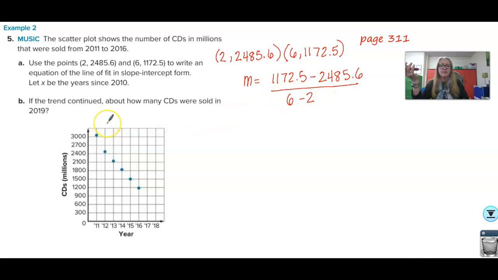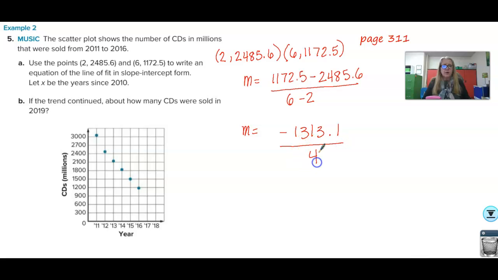Now I expect this to have a negative slope, because I see that the number of CDs being sold has decreased. That's what I was saying, they're not that popular anymore. Now it's all about digital music. 1,172.5 minus 2,485.6. Probably should have figured this out in advance, saved you some time. All right, so for slope, I'm getting negative 1313.1 for the top number.